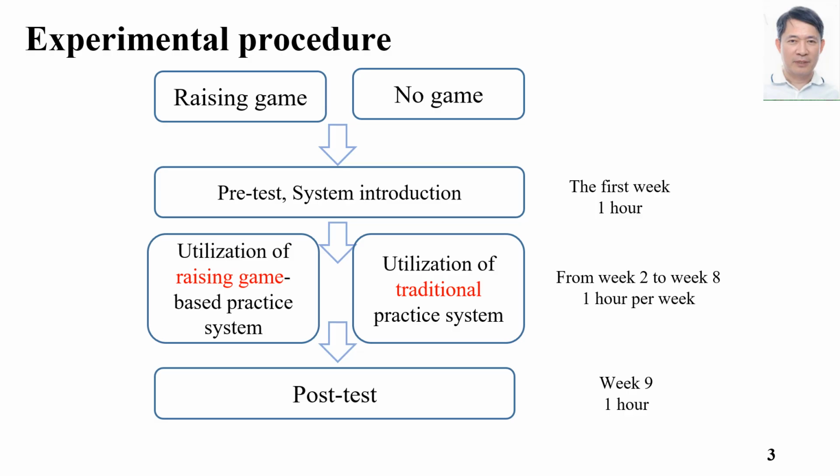Our experimental procedure involves dividing participants into two groups, the raising game group and the no game group. The first group will undergo a pre-test and system introduction initially, followed by 7 weeks of 1-hour practice sessions each week, leading up to a post-test in the 9th week. Since there are both pre-test and post-test measurements, we need to control for pre-test differences to compare whether there are significant differences in post-test scores between these two groups.